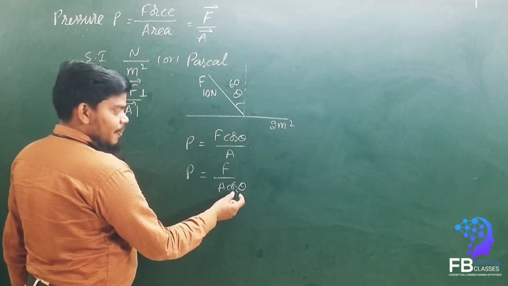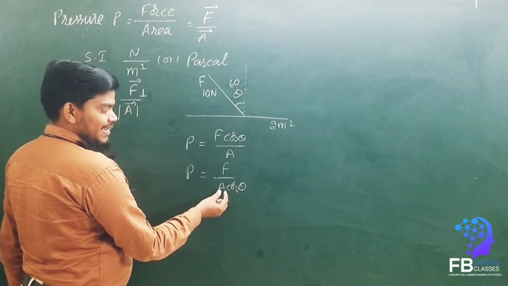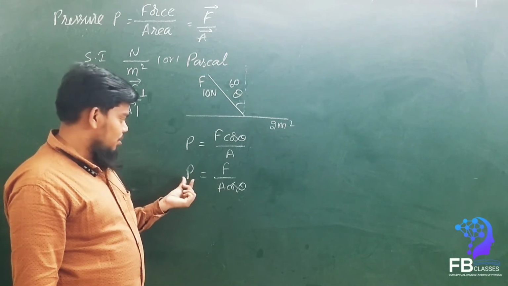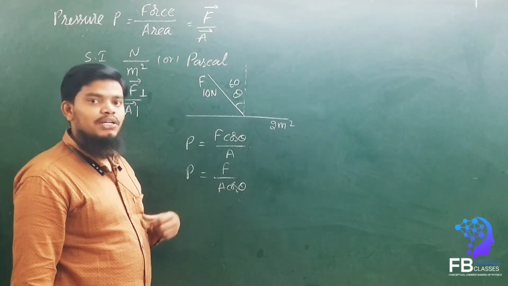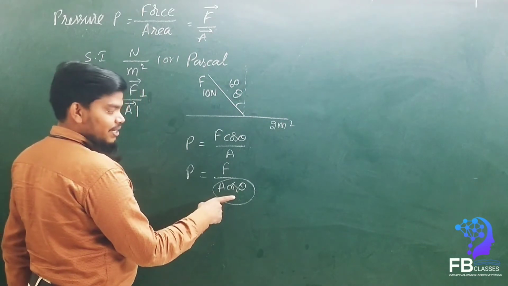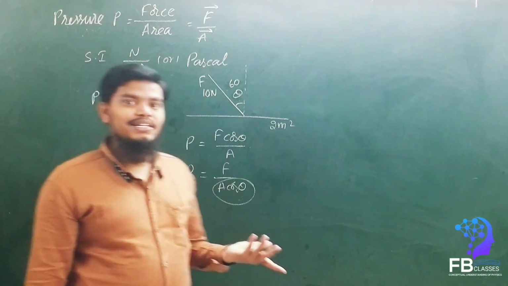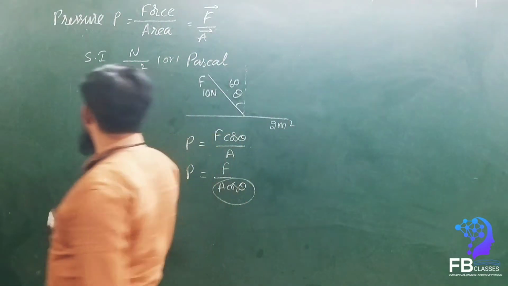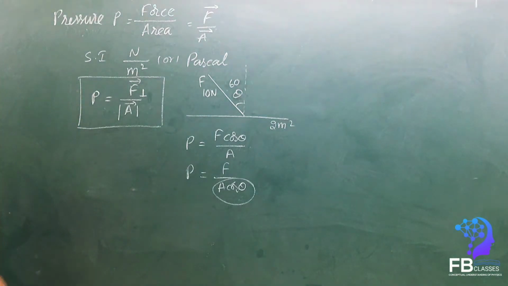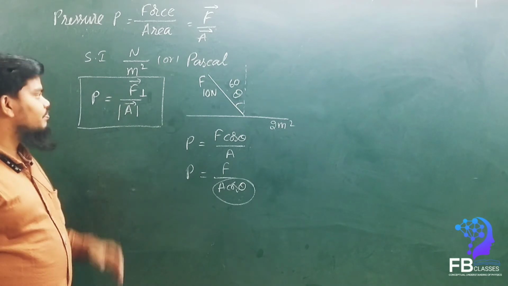If it is perpendicular, it is 1, the maximum value will come. Pressure is inversely proportional to area. Once the area quantity increases, automatically pressure decreases. That is not the correct method. So always we have to take pressure P as the perpendicular component of the force upon the magnitude of the area. Got it? Very good.